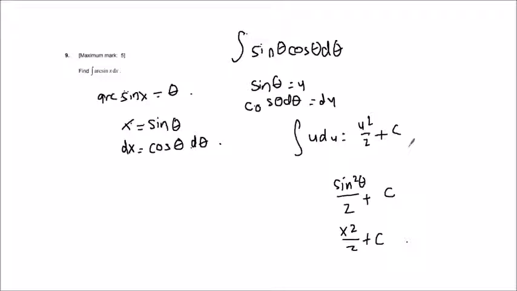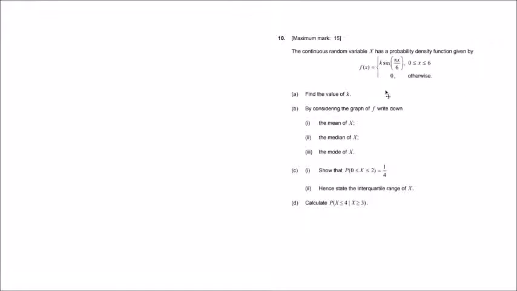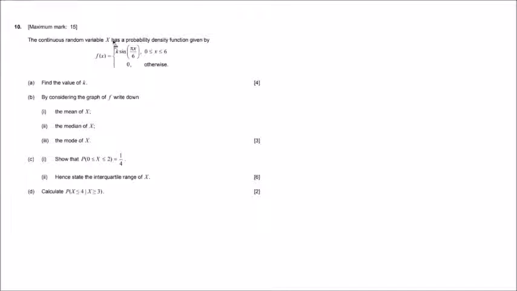Maybe I did the substitution wrong. Okay, I'm just going to go to the next question. So continuous random variable x has a probability density function, I don't know what this is, given by this. Find the value of k.